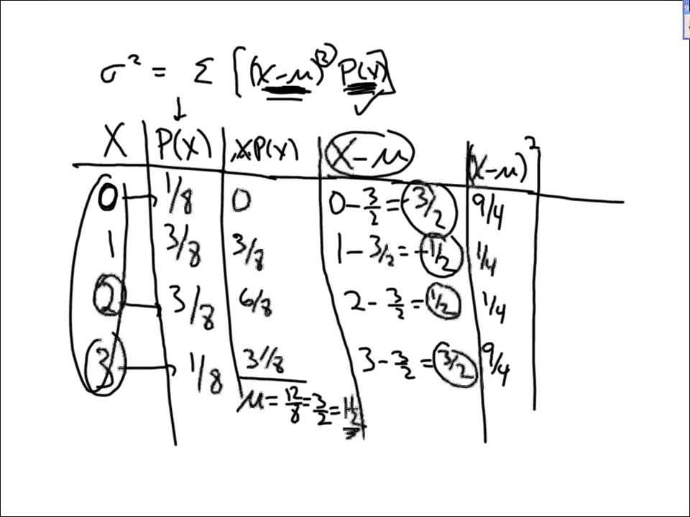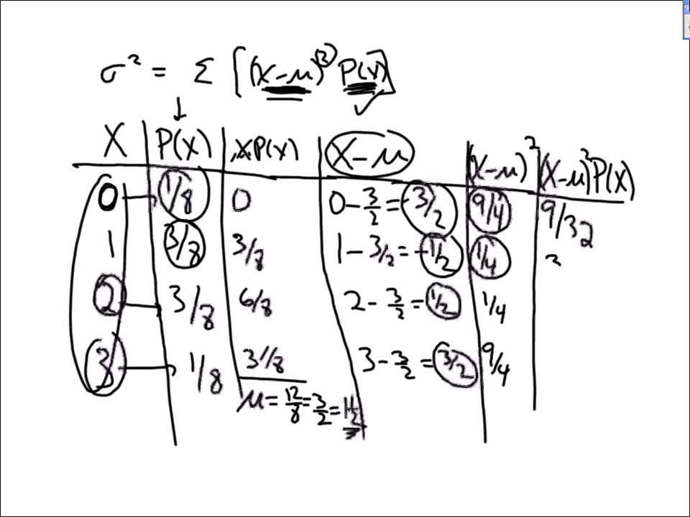Now and only now can I find x minus mu squared times p of x. This is what I'm looking for. So I multiply x minus mu squared times p of x. 9/4 times an eighth is 9 over 32. 1/4 times 3 over 8 is 3 over 32. 1/4 times 3 over 8, 3 over 32. The next one will be 9/4 times 1 over 8, which is 9 over 32.